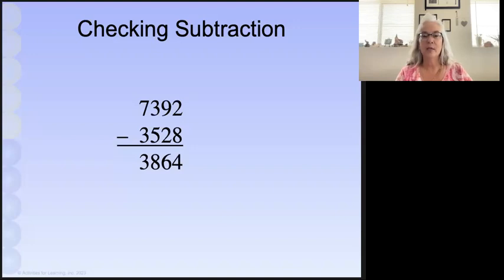I can cast out the 7 and 2. So that leaves me with a check number of 3. See how fast you can find the check numbers. How about the next number, 3,528?